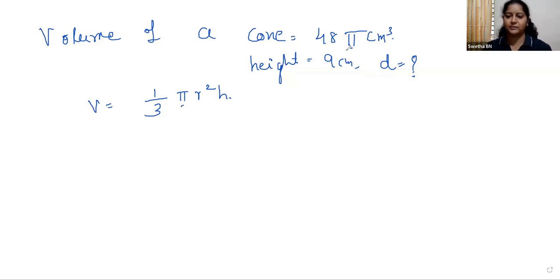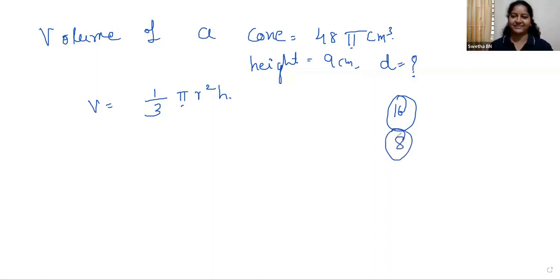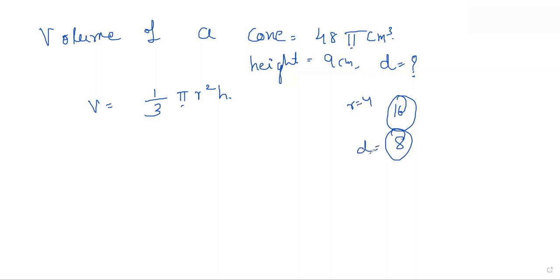Are you getting it, or shall I explain the sum? What is the answer, Panchami? How much? 16. Well, what is 16? The diameter is 16, huh? Okay. What about Shreya? No, ma'am. Diameter, I think it's 8, ma'am. 8. Okay. And radius is 4. Radius is 4. Shreya? I think so. I have a doubt. Can you please explain? Okay.